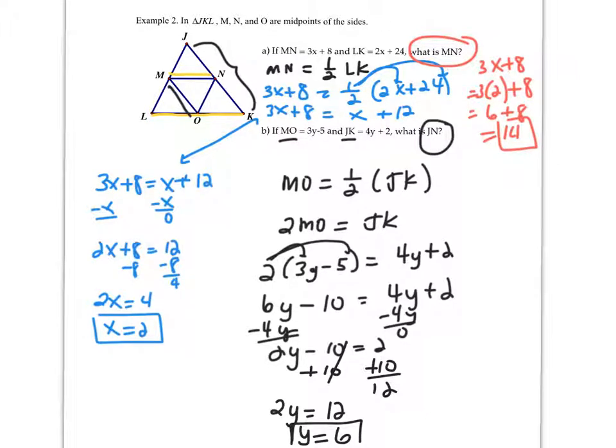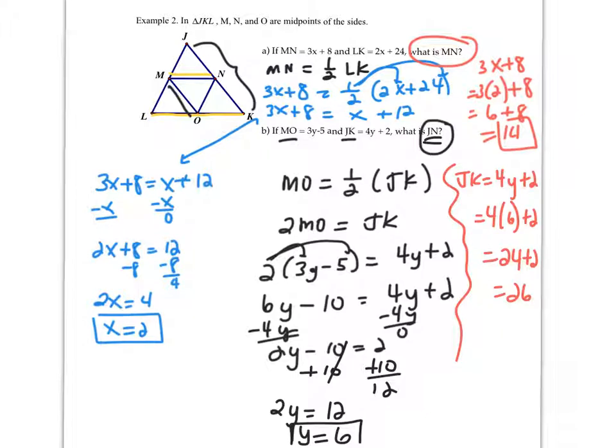Okay, so keep in mind though, we have to find the length of line segment JN. So if y equals 6, let's start with finding JK. So JK was equal to 4y plus 2. So we're going to plug in that 6 for y. So you get 6 times 4 is 24, plus 2 is 26. Now that's the whole length of the third side, JK. JN is half of that because N is a midpoint. So final answer for JN is 13. 26 divided by 2 is 13.